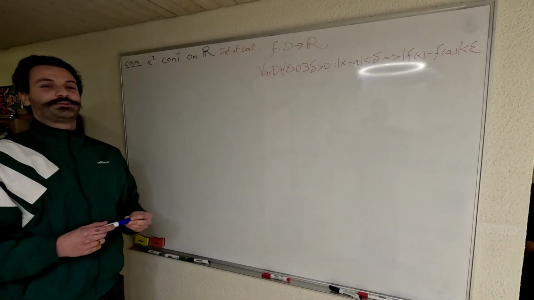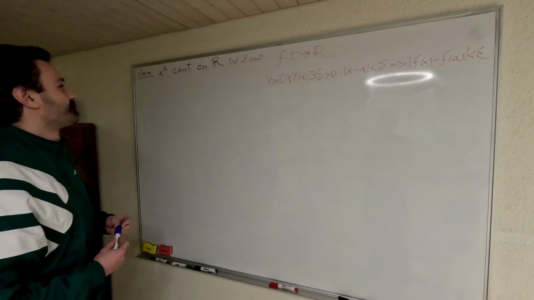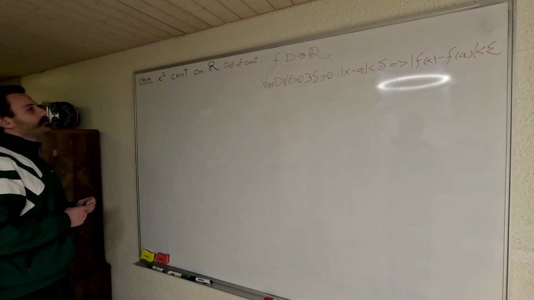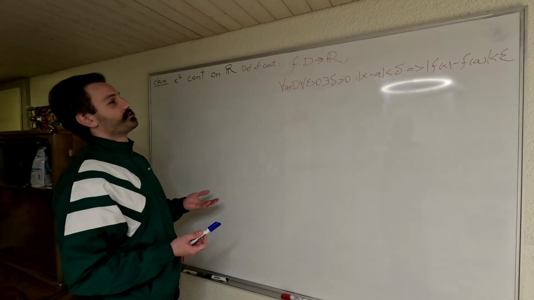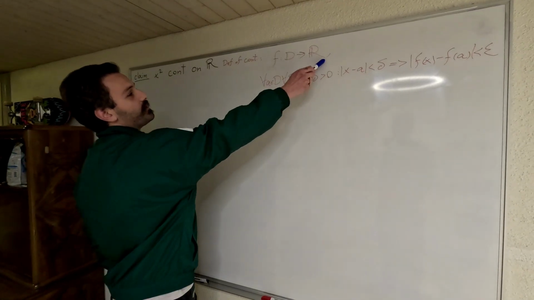Hi everyone! Today we are going to prove that the function x squared is continuous on R. So, for that statement to prove, we need to work with the definition of continuity. And suppose we have a function from D to R.